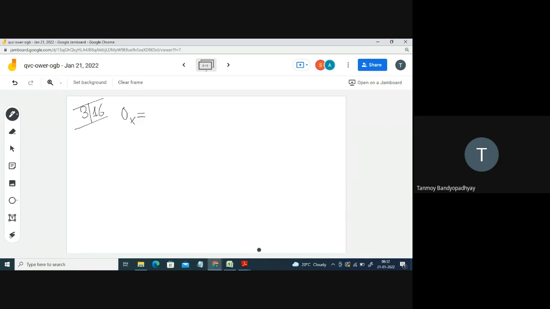So OX will come out to be minus 0.7 kilonewton. OY should be equal to 5.98 kilonewton. And M0, the reactive moment at the point O, will come out to be 9.12 kilonewton meter in the counterclockwise direction.